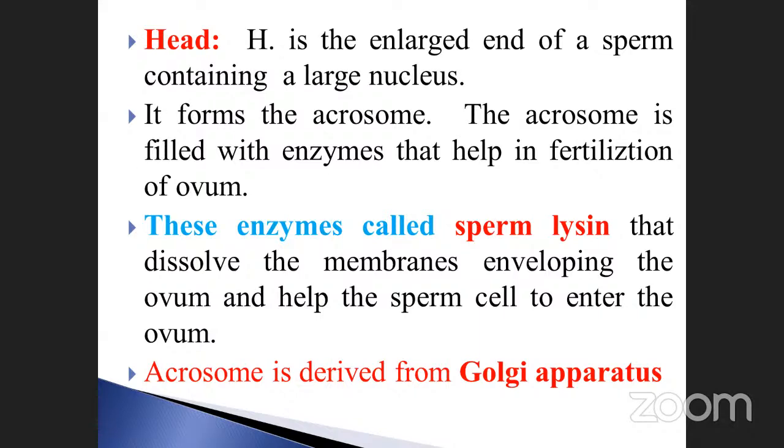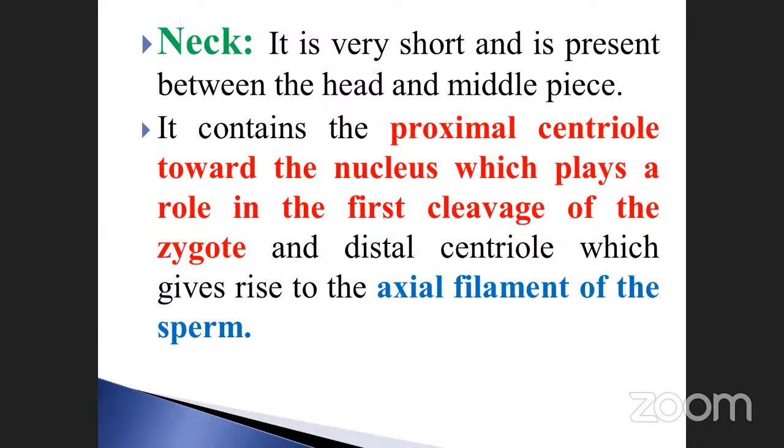Good. Go ahead. So the next one is called the neck. It is very short and it is present between the head and the middle piece, isn't it? It's a small portion. It contains the proximal centriole towards the nucleus, which plays a role in the first cleavage of the zygote. Okay, this is very, very important. Sometimes they may ask the question, first cleavage, which part of the sperm cell helps for the divisions?